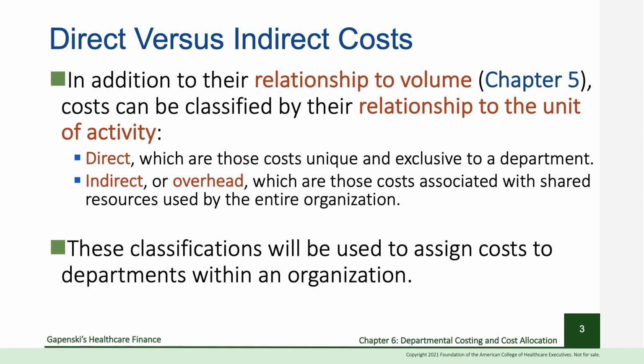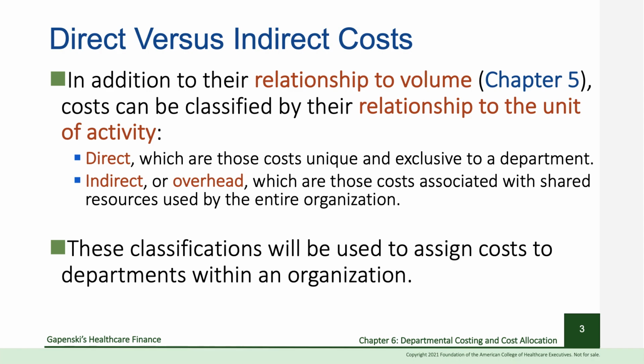Direct versus indirect costs. So, in addition to the relationship to volume, which we saw in chapter 5, the costs can also be classified into direct and indirect. So, the way they are related to the unit or activity. So, direct is when the costs are unique and exclusive to the department. For example, if you look at lab, the salaries of managers, the salaries of lab technicians, cost of equipment, the chairs that you sit on and get the blood drawn, cost of that, supplies for testing like test tubes, gloves and syringes and so forth. All of that is directly related to lab.